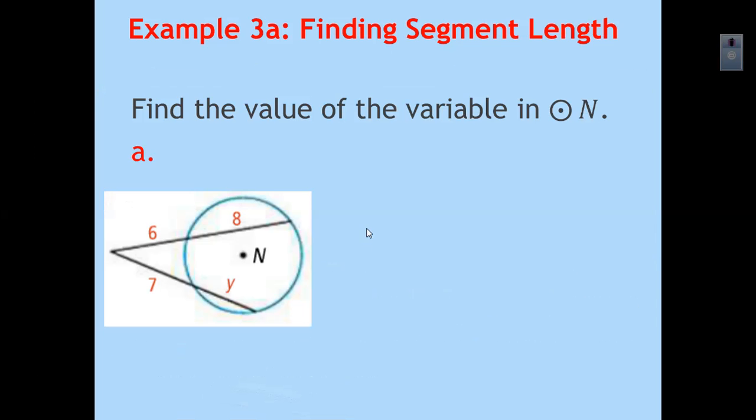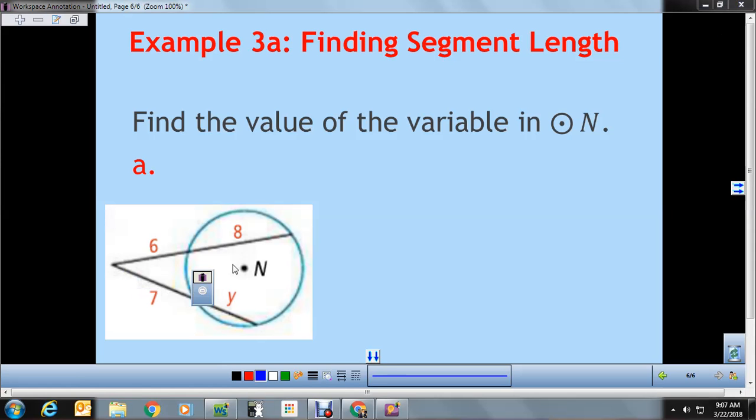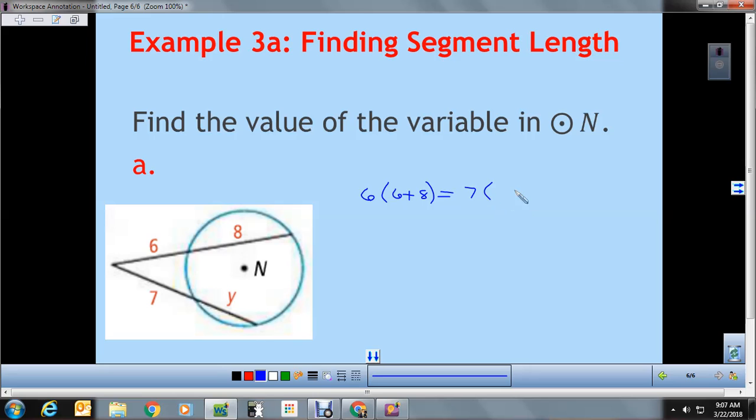So let's do a couple examples. Find the value of the variable in circle n. Well, this is two secants that intersect outside the circle. So we're going to take the outside length, which is 6, times the entire length, which is 6 plus 8. Now you don't have to write the 6 plus 8 every time; for this time I'm just showing you what we're adding to get this number. This is equal to 7, the outside length, times the entire length, which is y plus 7. This length is 7, this is y, add them together.